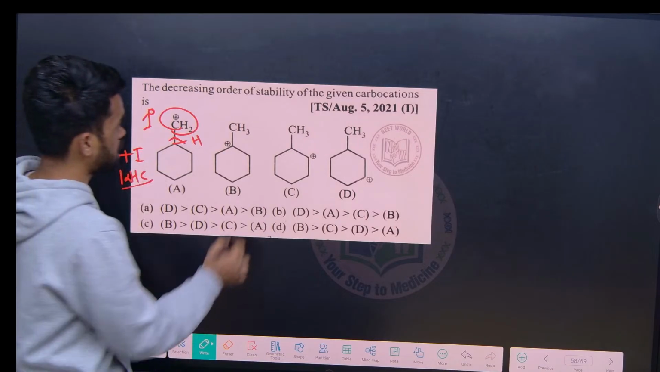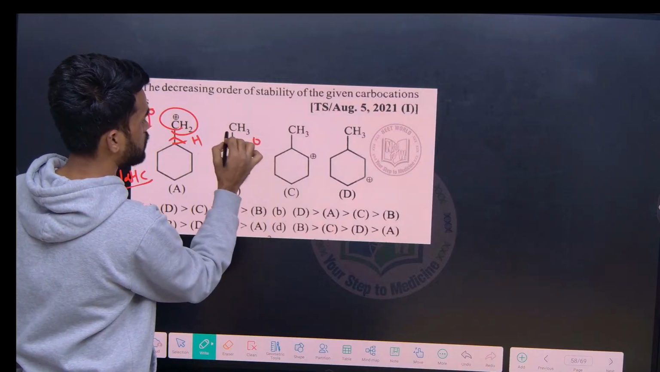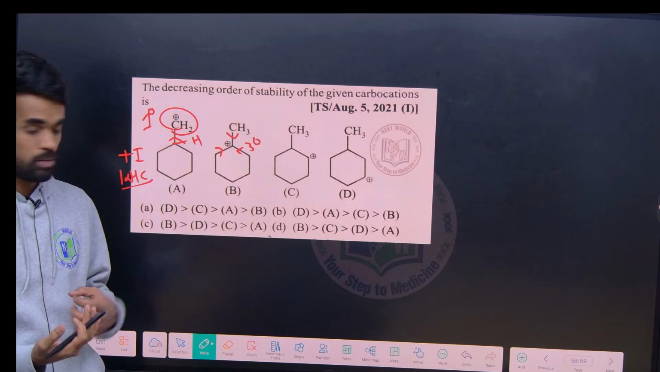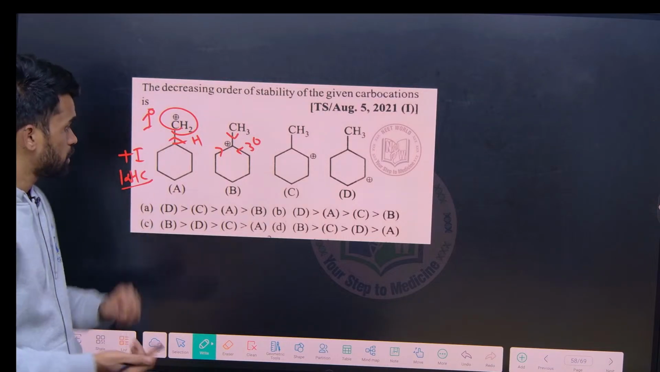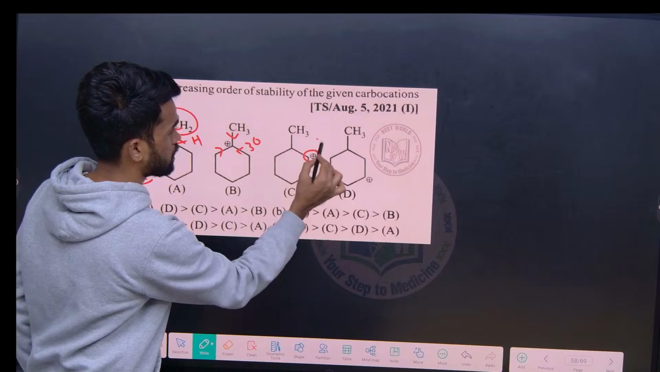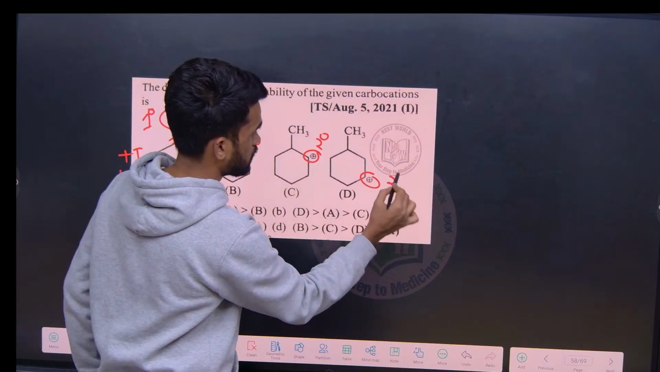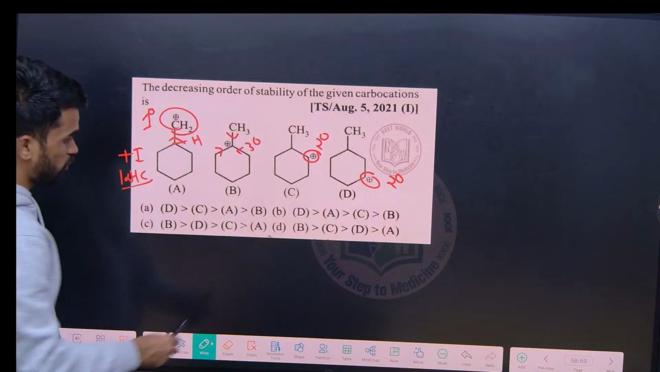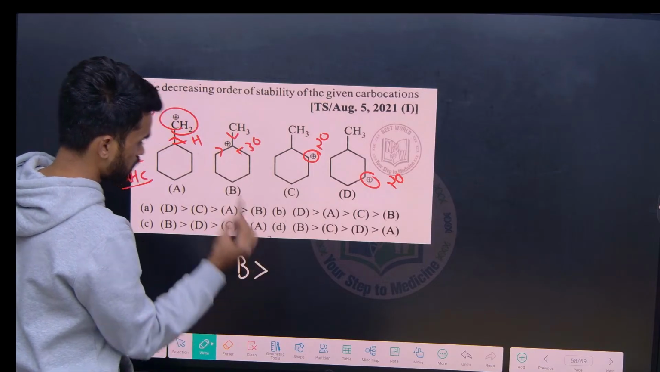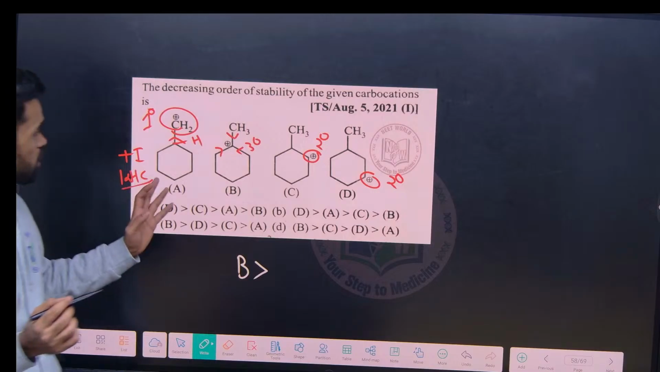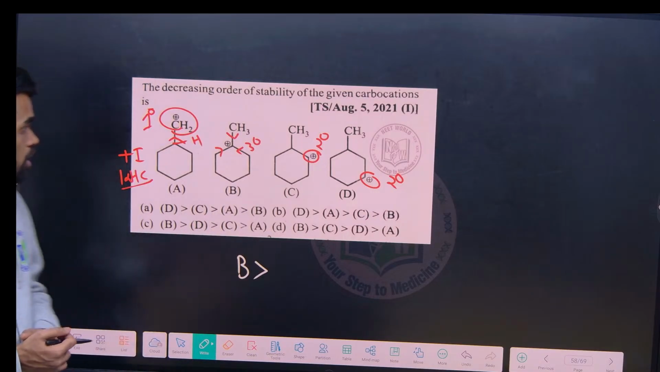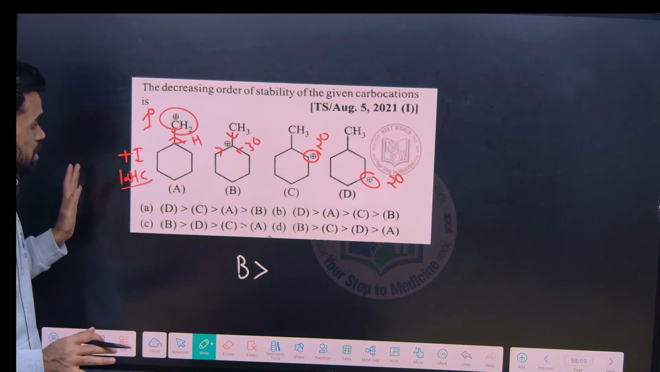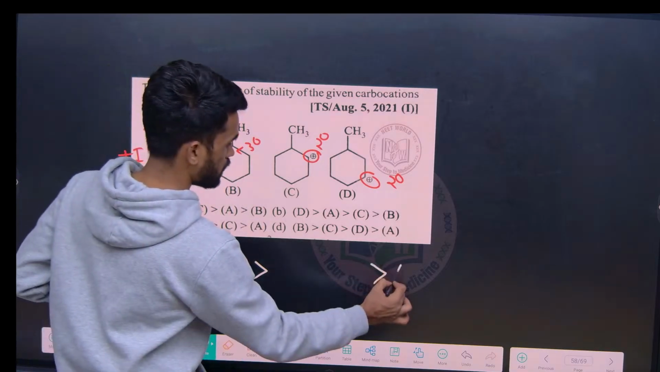And this is a tertiary, so it can be stabilized from this side, this side, this side by hyperconjugations and inductive effect. Okay, so it means tertiary. This is secondary, and this is also secondary. Now we know which is more stable. Tertiary carbocation is more stable, so definitely B will be more stable. So after B, identify between A, C, D. Here these 2 are secondaries. This is primary. So which is least stable? A. So keep it A least.